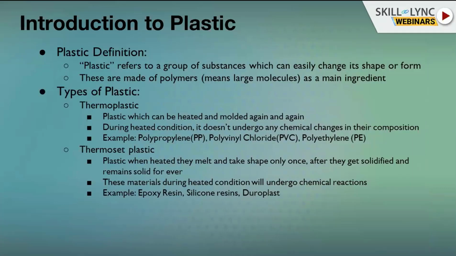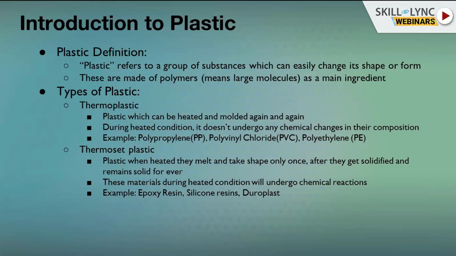Coming to the definition, what is plastic? Plastic refers to a group of substances which can easily change their shape or form. These are made of polymers, meaning large molecules, as the main ingredient. So plastic means a substance whose shape or form we can easily change. There are two types of plastic available in the industry: one is thermoplastic and the other is thermoset plastic.